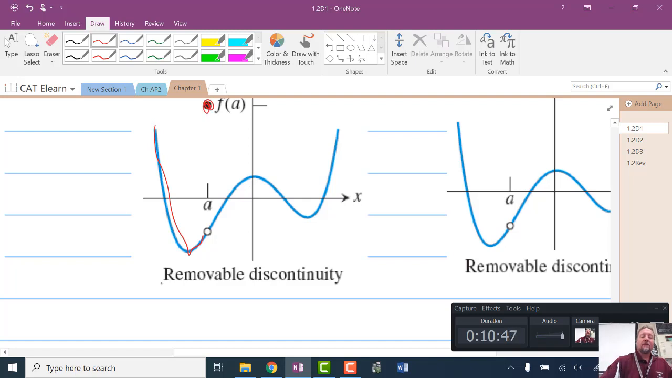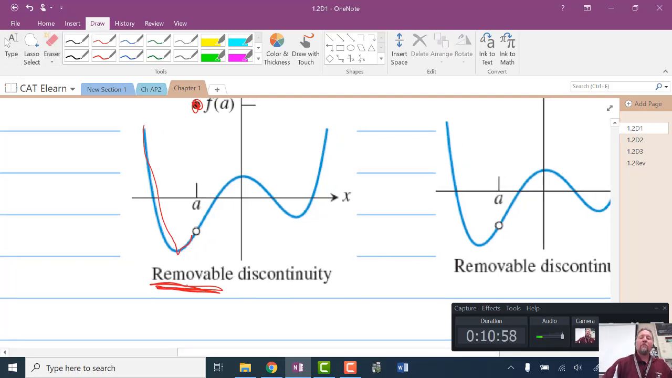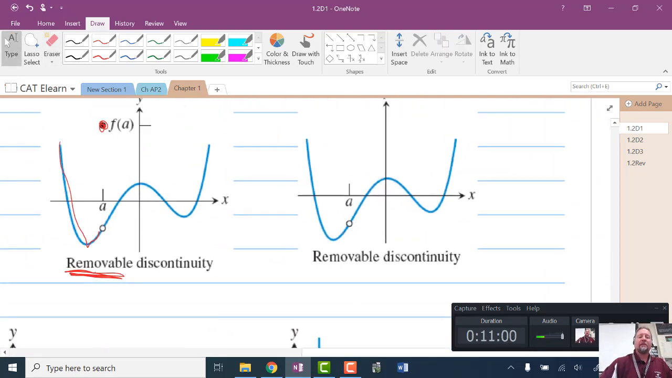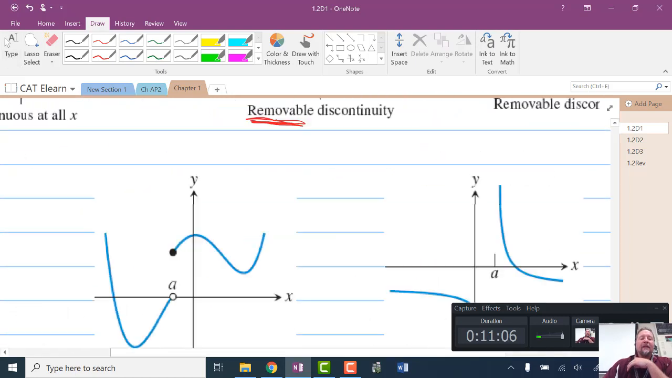This is called a removable discontinuity, or sometimes called a patch, because what I could do is patch that up and then it would become continuous. So that's why it's called a removable discontinuity. There really isn't a great difference between these two, and I don't want you to worry about it right now. So that's a removable discontinuity.